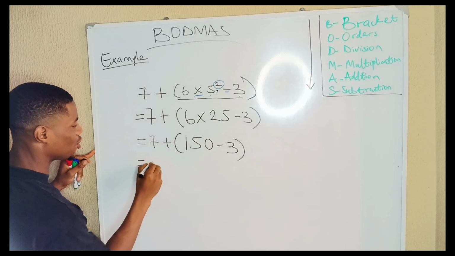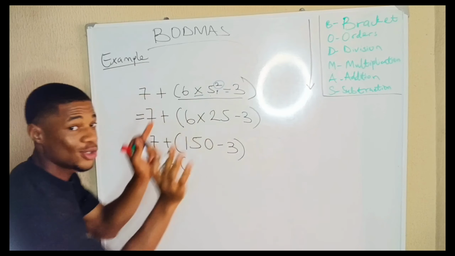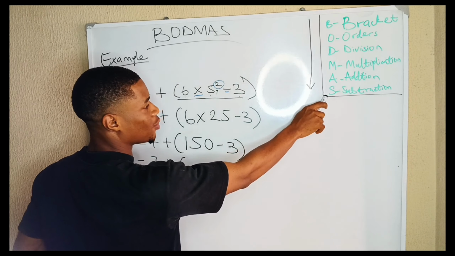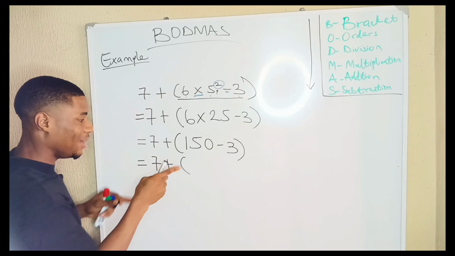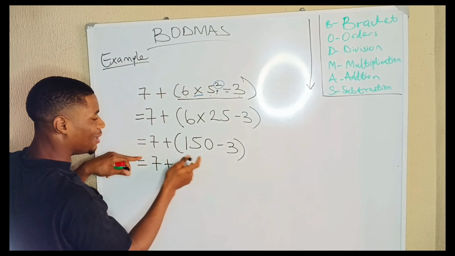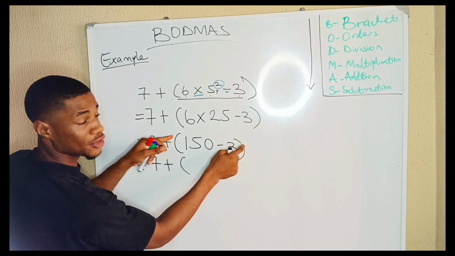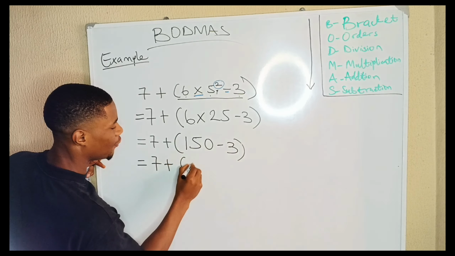So this becomes equivalent to 7 plus, the last thing required is still in the brackets. Now, if you look here closely, you see that addition came before subtraction. But why are we not doing addition before subtraction? Because we are still within the vicinity of this bracket. Remember, this first. Now, we have 150 minus 3. And what does that give us?